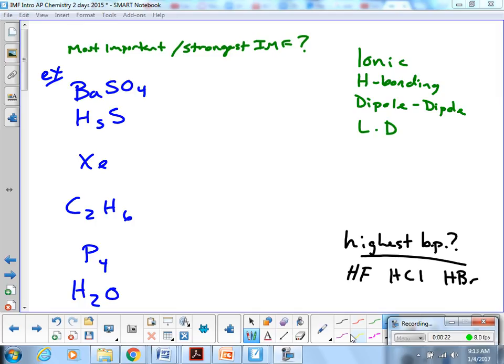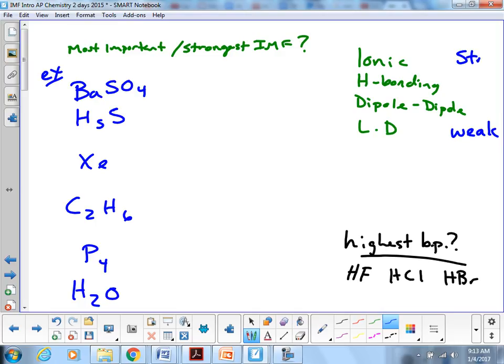Okay. There's more than these. There's things called metallic we're going to talk about. There's things called network, and then just covalent. But these are your four major ones. These are the ones that are going to matter. Okay. These are the weakest, and these are the strongest.